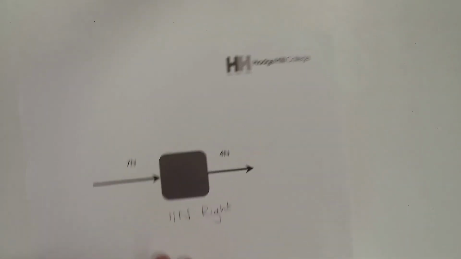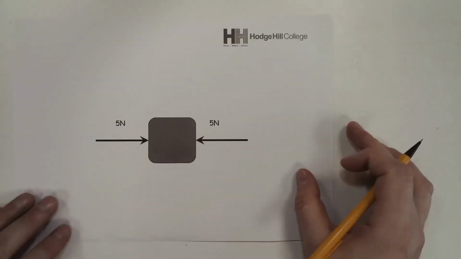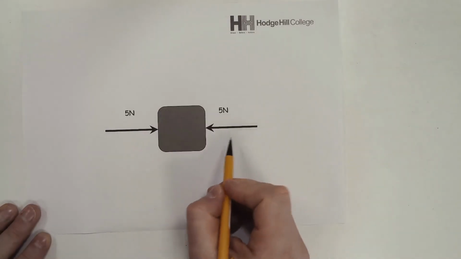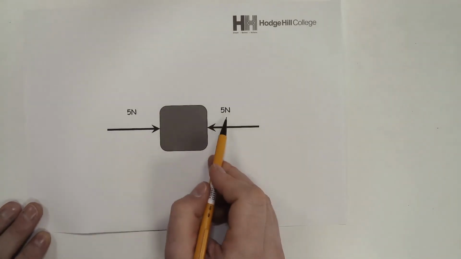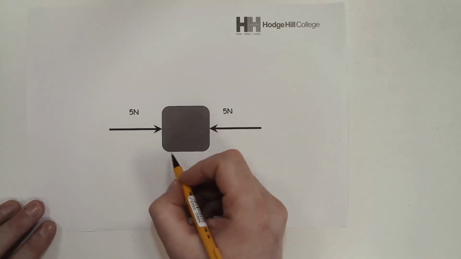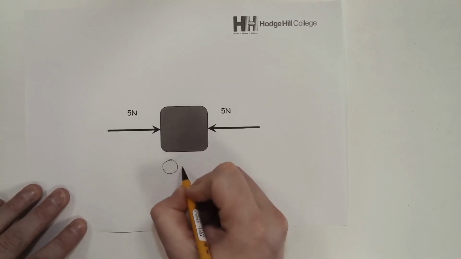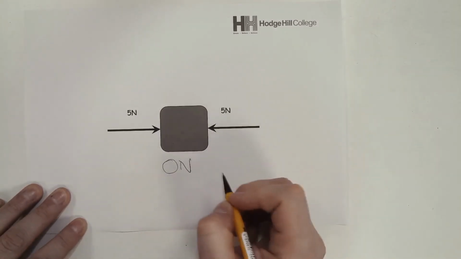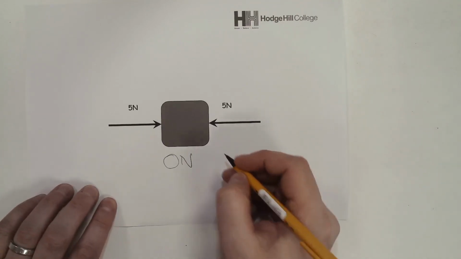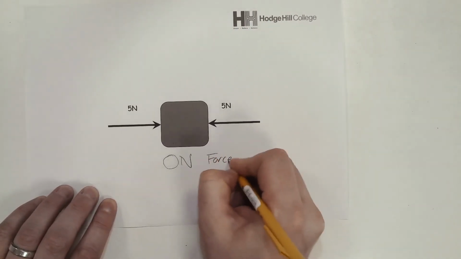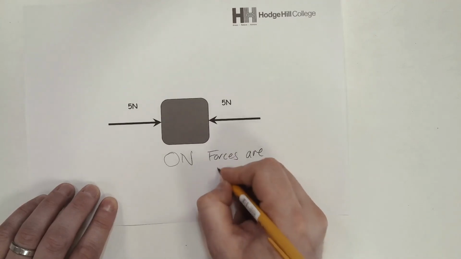And then the last example I'm going to look at is, and we've already mentioned this, if we have two forces that are acting in opposite directions, but they are both the same size, then our resultant force overall is 0 newtons. What we would say is that the forces are balanced.